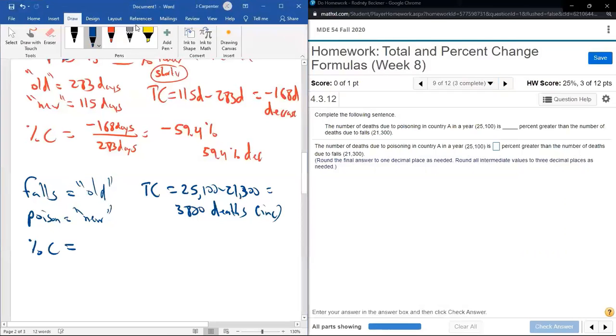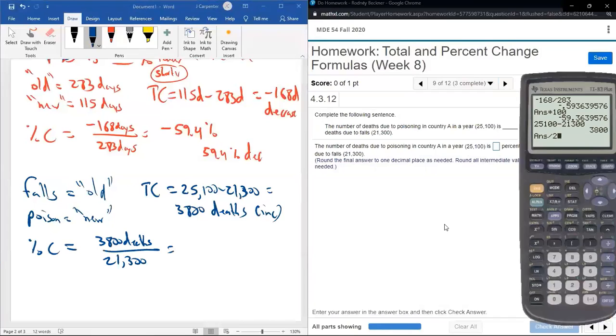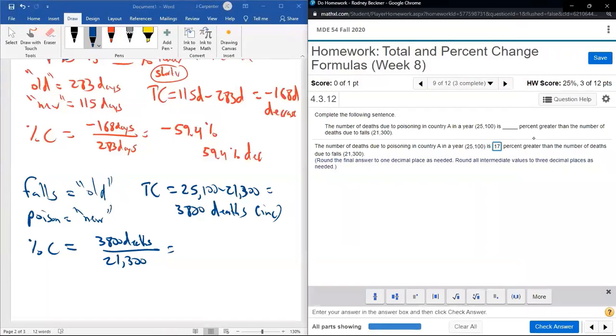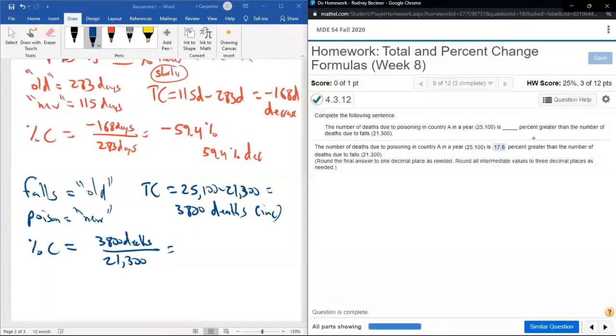Then the percent change would be the total change of 3,800 deaths divided by what we were calling the original, which was falls. That was the 21,300. We can just do divided by 21,300, boom, times 100 to get to a percent, or just move the decimal right twice. Remember, don't round too soon. If you round the number before you convert it, you may end up rounding too soon, and that's kind of what the hints are about: round all intermediate values to two places. So 17.8 if they want one decimal, which they do, 17.8%. Drum roll, and we got it right.